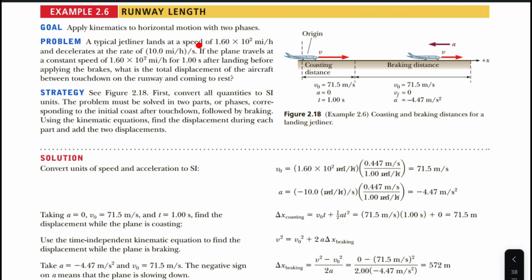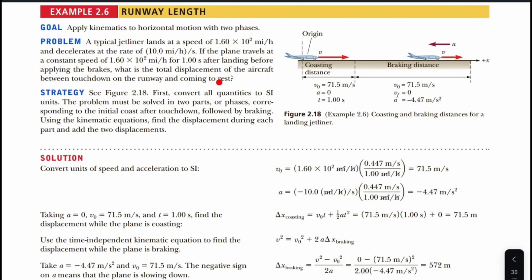A typical jetliner lands at a speed of 1.6 times 10 to the power of 2 miles per hour and decelerates at the rate of 10 miles per hour per second. If the plane travels at a constant speed for 1 second after landing before applying the brakes. Why can it not apply the brakes straight away? We need to have at least a reaction time, right? 1 second is the reaction time. What is the total displacement of the aircraft between touchdown on the runway and coming to rest?